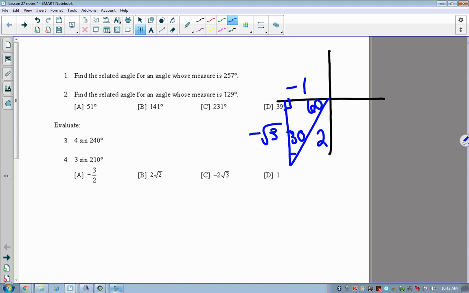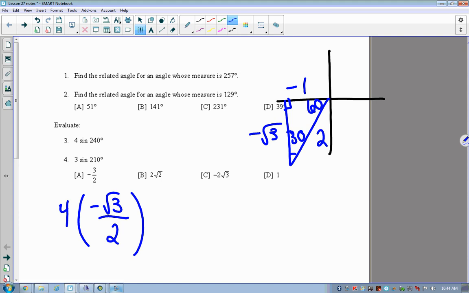Okay? So we want 4 times my ratio. And my ratio is always based upon the related angle. In this case, my related angle is what? 60. So, and it says sine. So we want to know what sine of 60 is going to be in this case. What is sine? What is opposite here? Negative radical 3. And what is hypotenuse? 2. Not negative 2. Your hypotenuse is always positive, no matter which quadrant it shows up in. So in this case, I have 4 times negative radical 3 over 2.